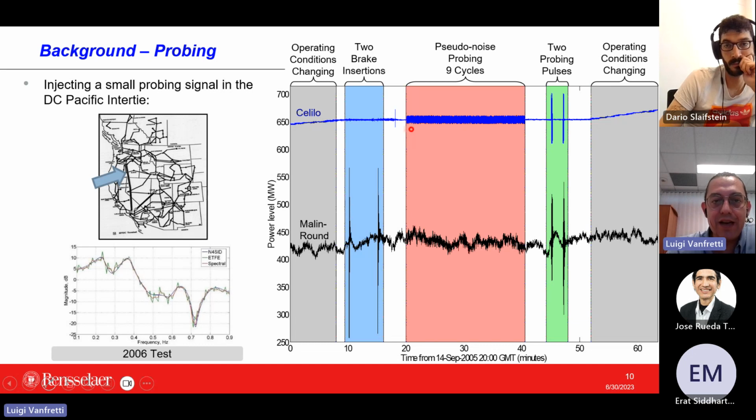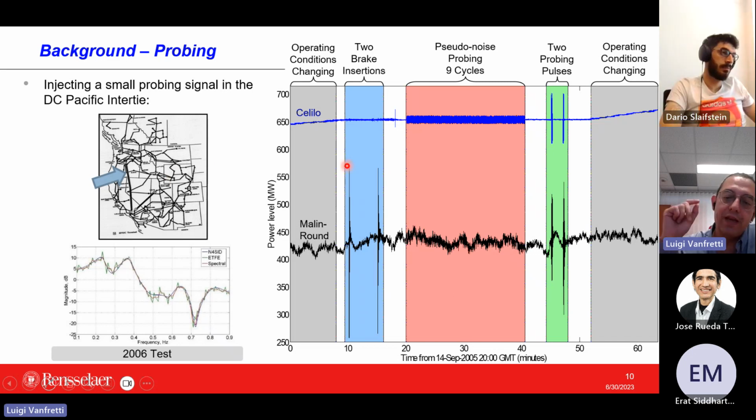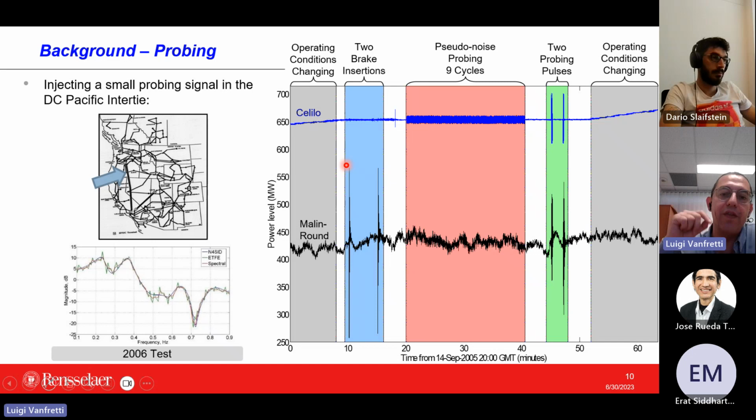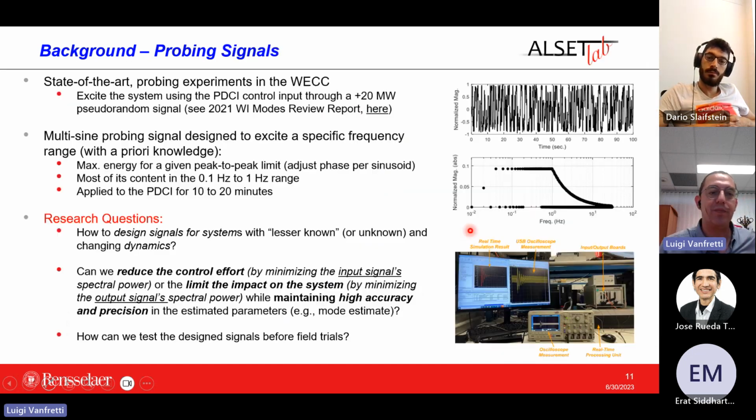And then you can see here that they introduce a probing signal, and they do that through the control signals of the HVDC link. Right here, this is called the DC Pacific Intertie line. And they introduce a very low amplitude signal. And this low amplitude signal will allow us to enhance the response that you get during this period to do identification. Okay, so that's the procedure.